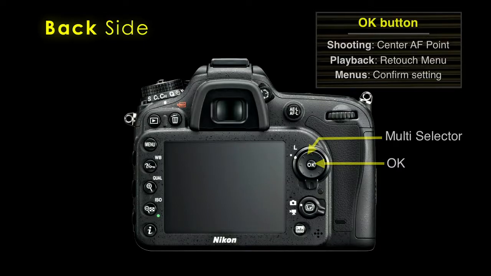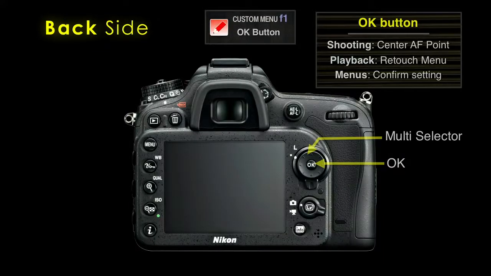In the playback mode, it's going to work with the retouch menu. And in the menus, actually I'm talking about the OK button, excuse me. If you press the OK button in the shooting mode, it's going to go straight to the center point. The multi-selector will allow you to go to different points. When you're in the playback mode, pressing the OK button will activate the retouch menu, and then in all the menus, it's just confirming the setting.